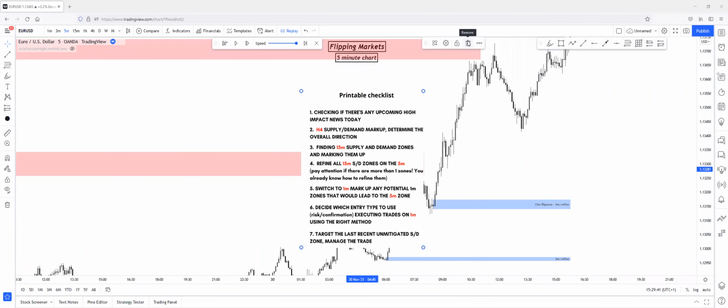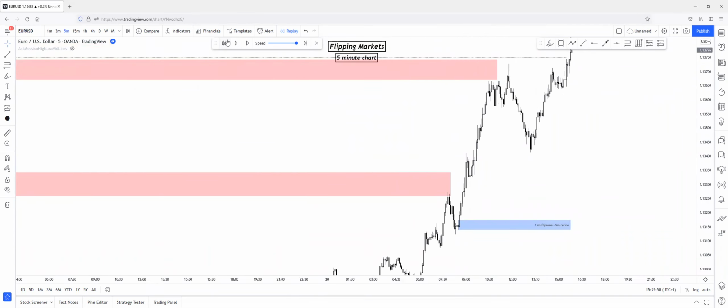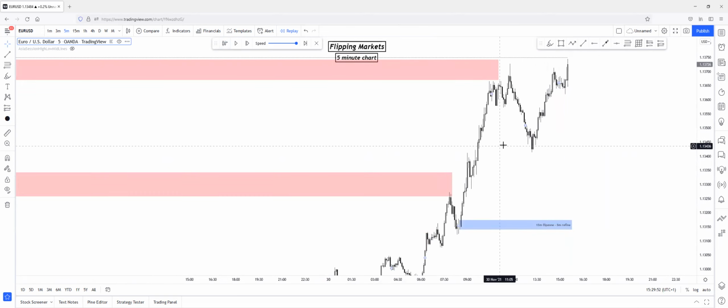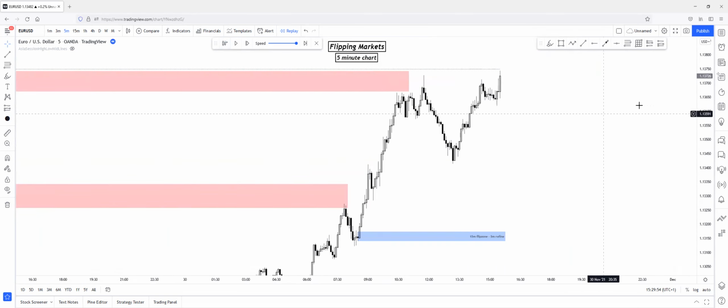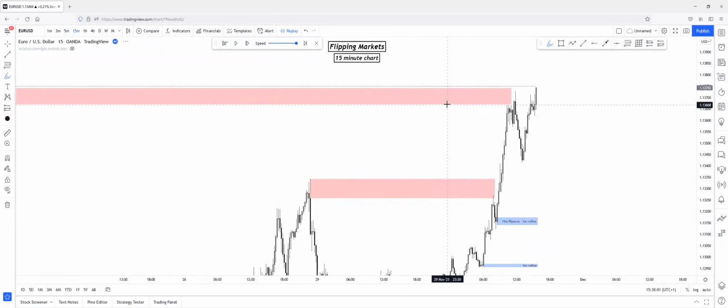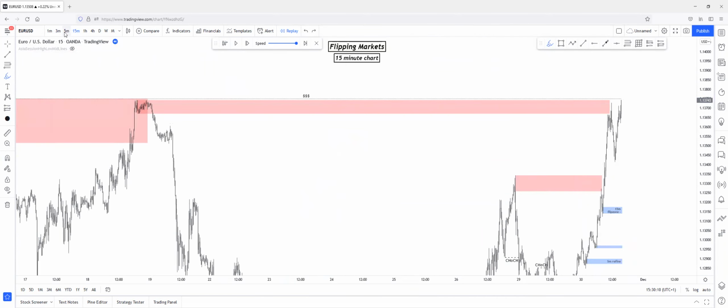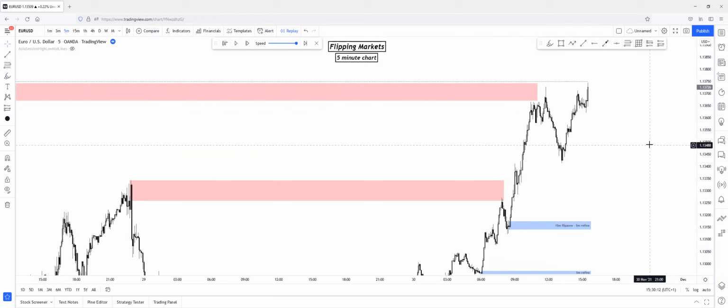Okay, so let's see the next step. As you can see, it switched to the 1-minute chart and marks up any potential 1-minute zones that could lead to the 5-minute zones. Okay, so basically we are waiting for the liquidity sweep from above this region. As you may know, there are 4 equal taps on the 4-hour chart, on the 15-minute chart, on any chart. So there's huge liquidity on this line.